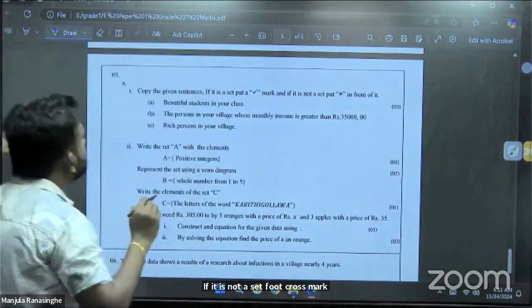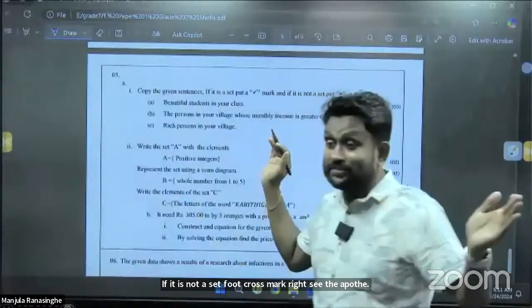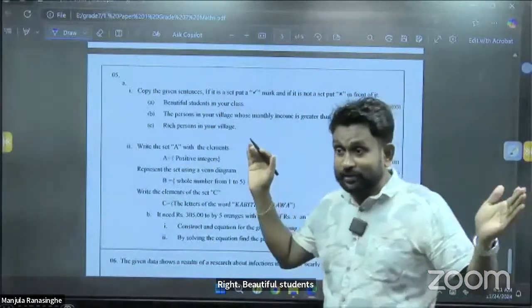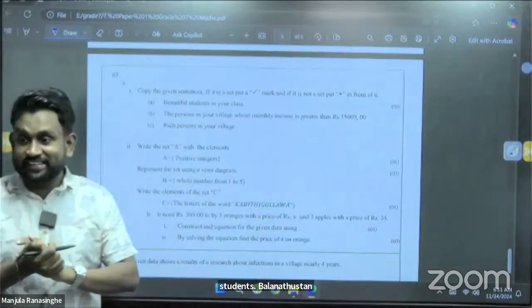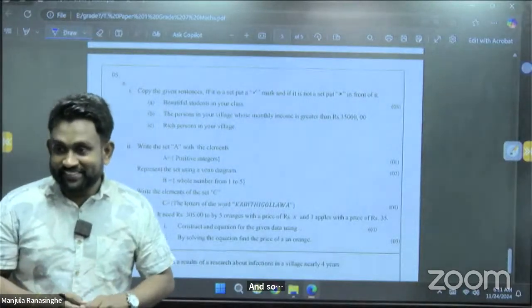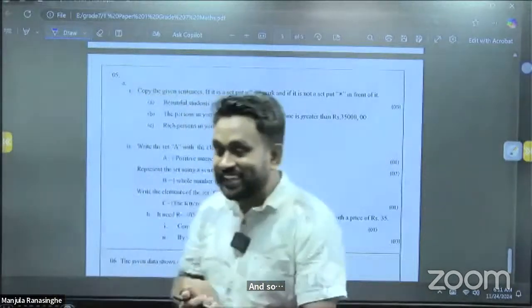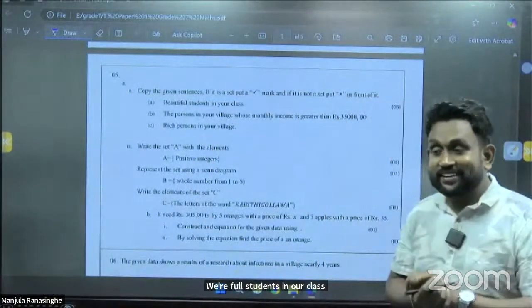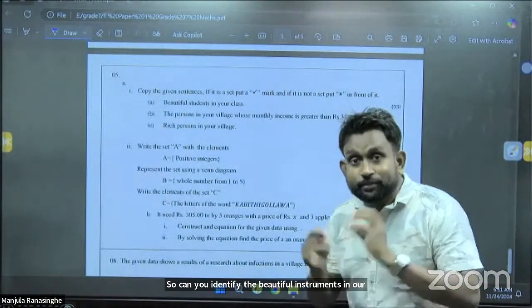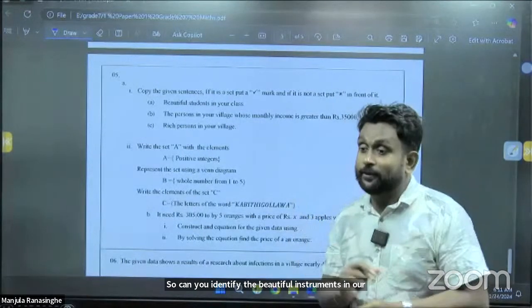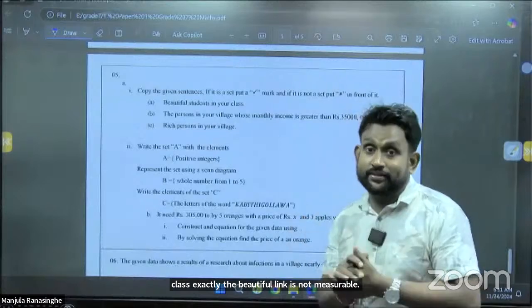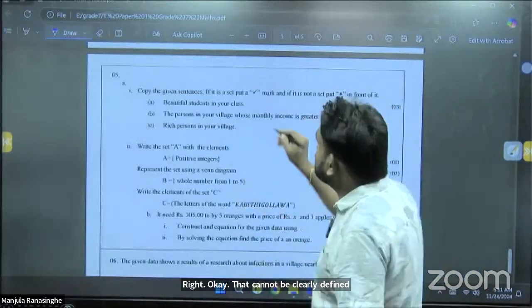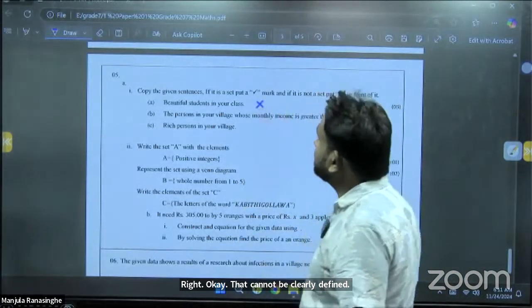Beautiful students in your class. Can you identify the beautiful students in our class? Exactly, beautiful is not measurable. That cannot be clearly defined or clearly identified. So that is not a set.